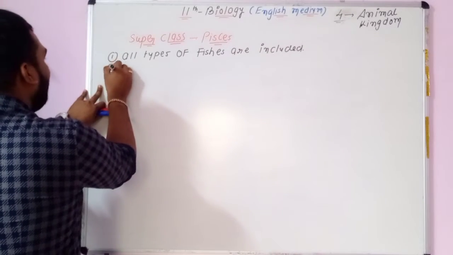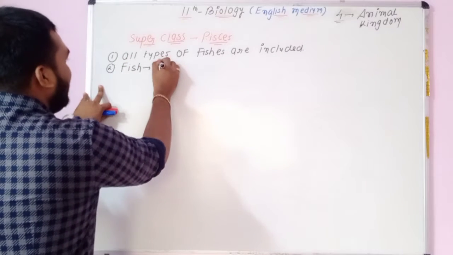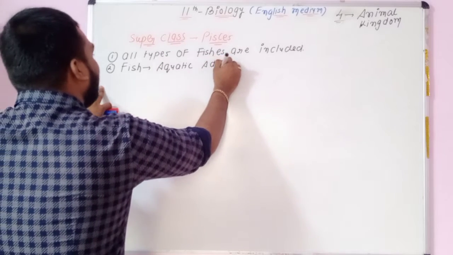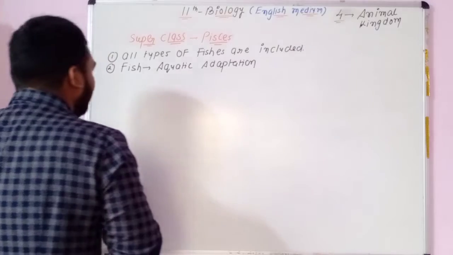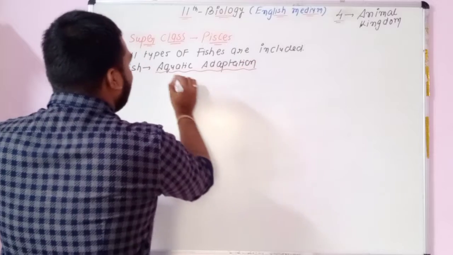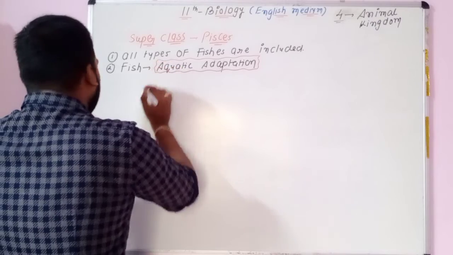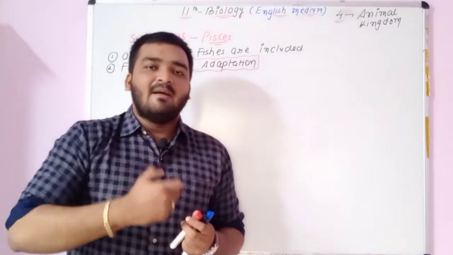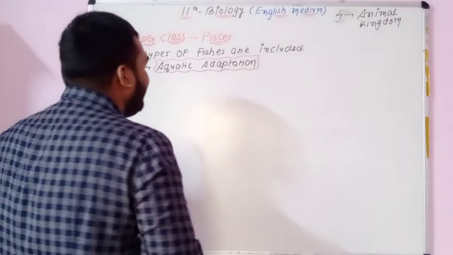If we talk about the fish, then we can say that it is highly adapted for the aquatic mode of life. Meaning aquatic adaptation is there. Which type of adaptation is found? Aquatic adaptation is found. So underline this. It means the body has some important structures, and with the help of these important structures the fishes are able to survive inside the water. It means aquatic type of adaptation is there.